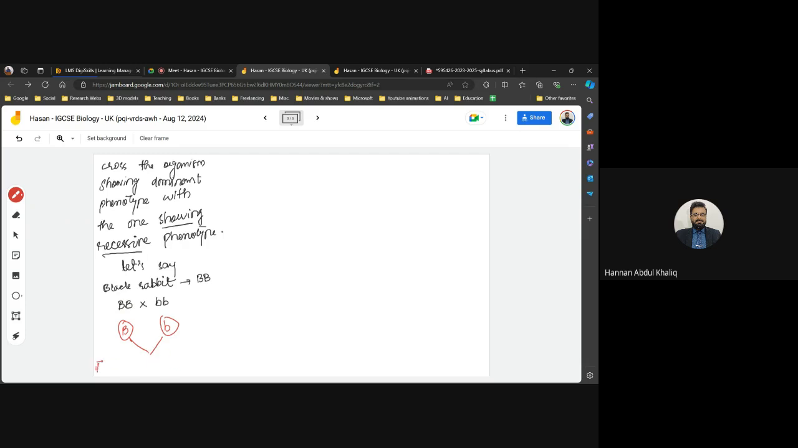Now their F1 would show 100% black rabbits. This would be a proof that the black rabbit has a homozygous dominant genotype. Did you understand what happened there?